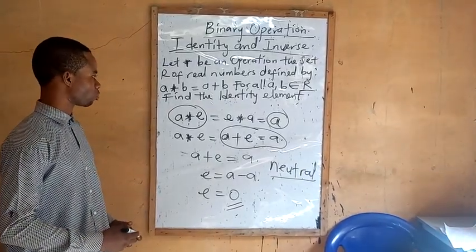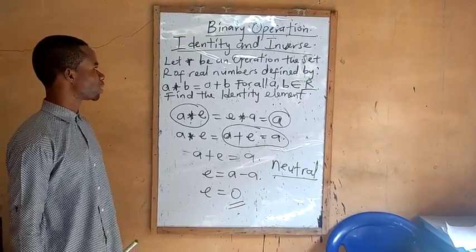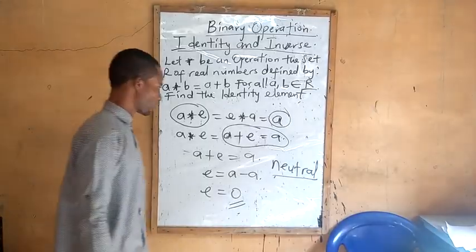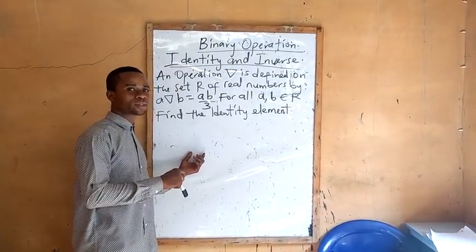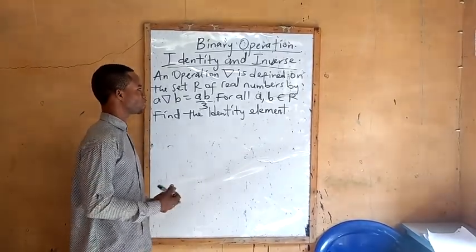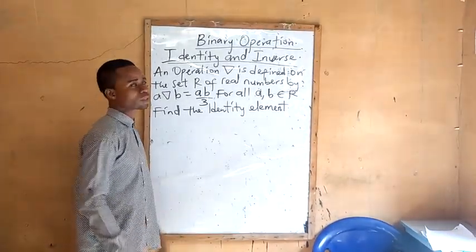Let's take one more or two more examples under the identity before we now go to inverse. Now we are still under the identity. I would like us to check this example again. I think by doing this and one more, we should be able to get everything about identity.